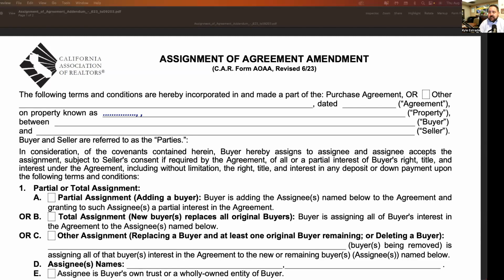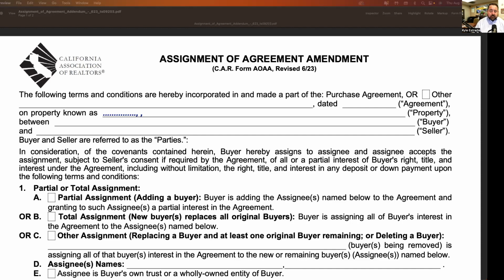So you guys should be right now looking at the assignment of agreement addendum. Just quickly, as I go through each of these forms, we're going to talk about it briefly, what it's there for, why you would use it. In this case, the assignment of agreement addendum would be if I was going to completely assign a sale. If I was a buyer, I had written an offer, I got my offer accepted, and I wanted somebody else to take over that sale, that transaction, to become the buyer, then we would do an assignment of agreement addendum. That's a complete assignment, a total assignment.